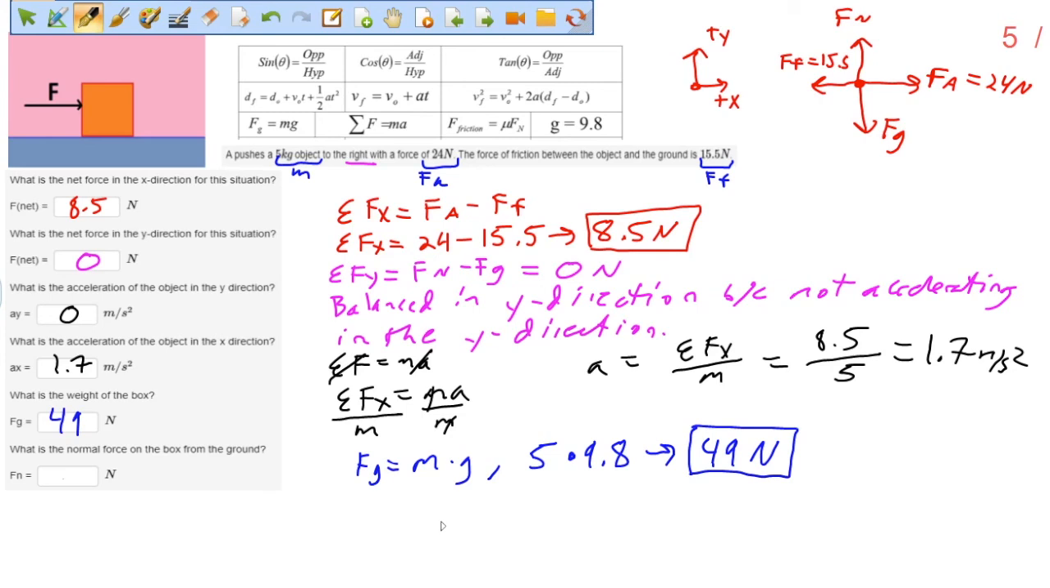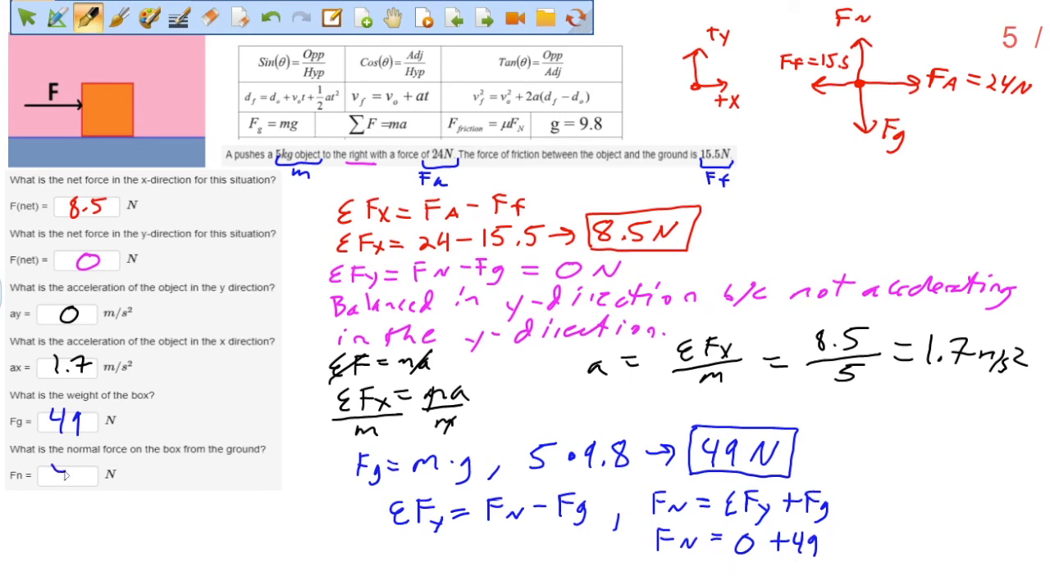from the ground. Well, there's two ways to figure this out. The first way is to take our net force equation in the y direction, add the forces that point up, and subtract the forces that point down. Go ahead and solve for normal force by adding force gravity over to the other side. We find out that force normal is just equal to net force in the y direction plus force gravity. Net force in the y is 0, and force gravity is 49. So we find out that force normal is just equal to 49.